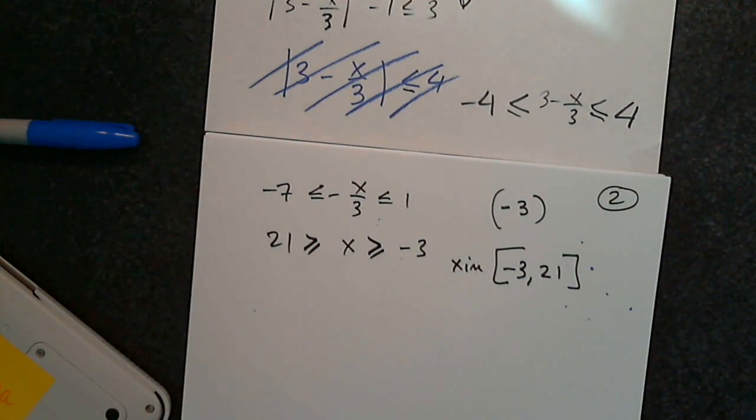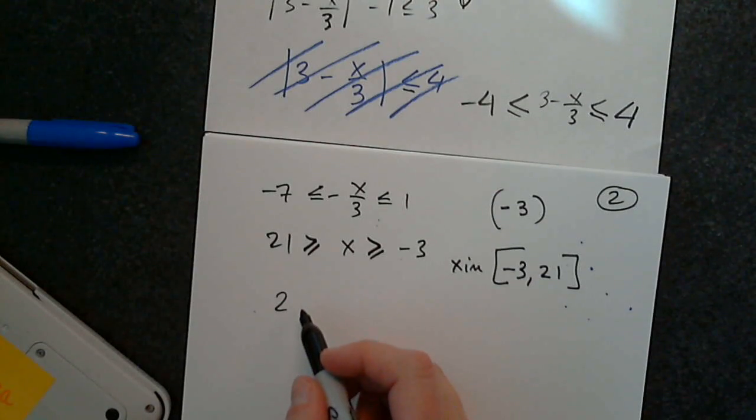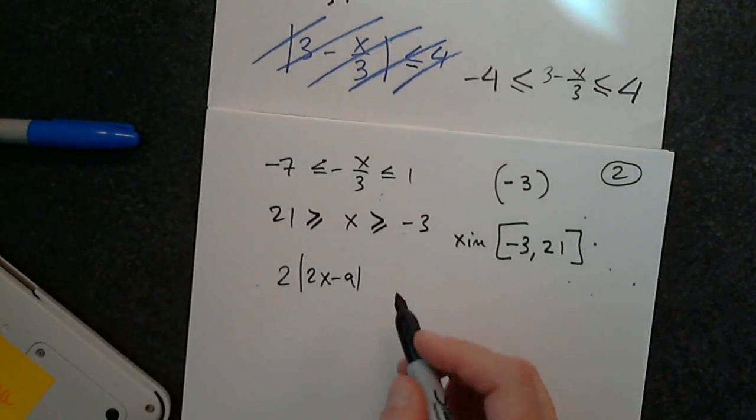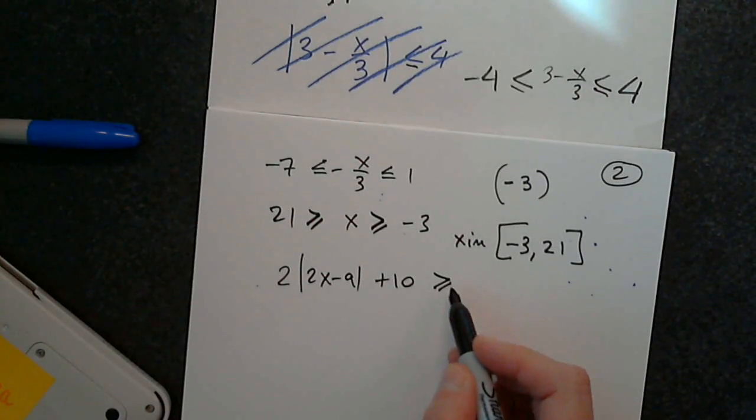Any questions on this problem? I have a similar one, but the answer was wrong because of the union. Yes. It was 2 and the absolute value of 2x minus 9 plus 10 greater than 16.